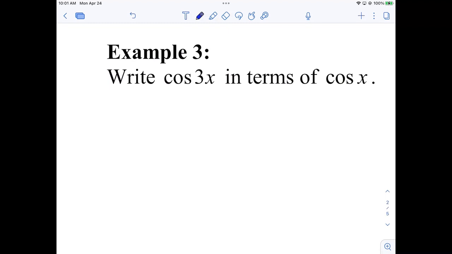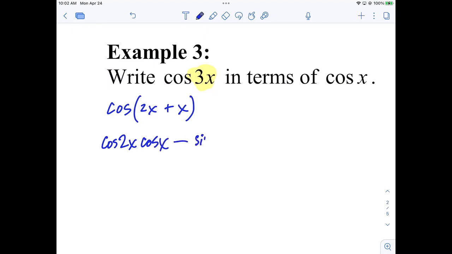Write cosine of 3x in terms of cosine of 1x. How am I going to break down the angle of 3x and put it in terms of x? Do we know a triple angle identity? Have I taught you a triple angle identity yet? No, but we do have the composite identities. We can write 3x as 2x plus 1x, right? Yeah, we can. And now we'll use the selfish cosine composite identity. Me. Cosine of 2x, cosine of 1x. Change the sign. Sine of 2x, sine of 1x.